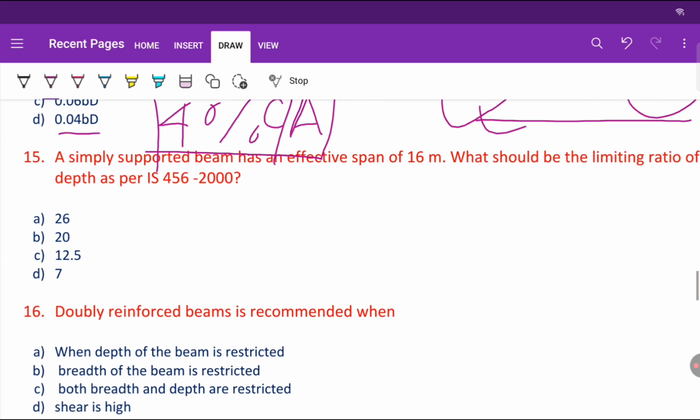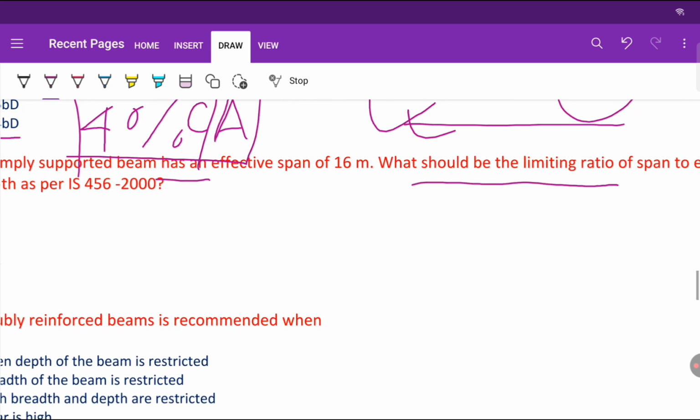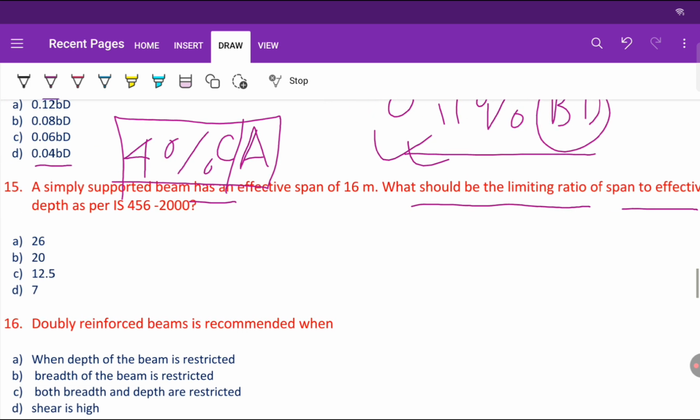Okay, the next question is, a simply supported beam has an effective span of 16 meter. What should be the limiting ratio of span to effective depth as per IS 456 2000?